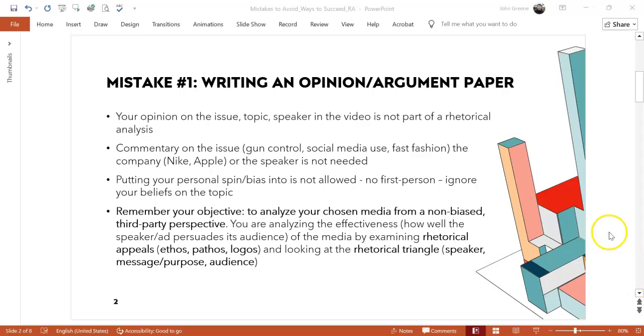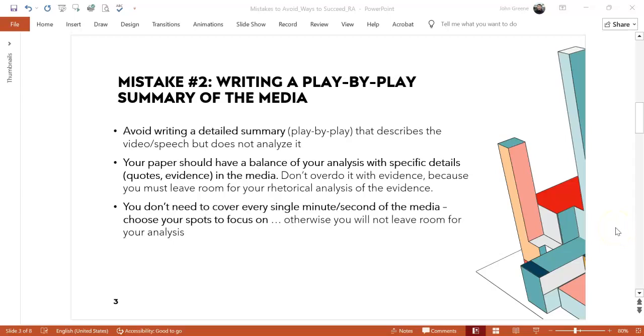Okay, moving on to another mistake. Mistake number two, you write mostly a play-by-play summary of the media, of the speech, of the advertisement. You want to avoid this at all costs. This is the most common of the two mistakes. Students will essentially write a detailed summary with very little analysis or almost no analysis. Do not give me a play-by-play of every minute, okay, every 30 seconds of the video. That is not what this assignment is about.